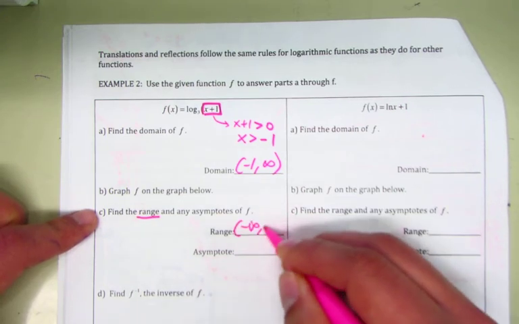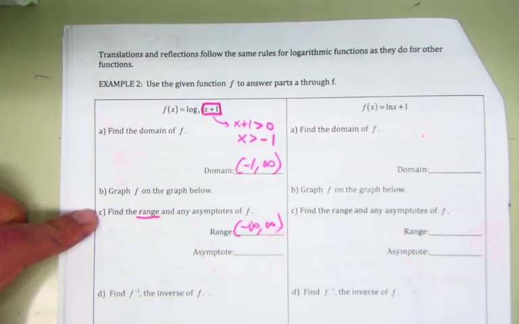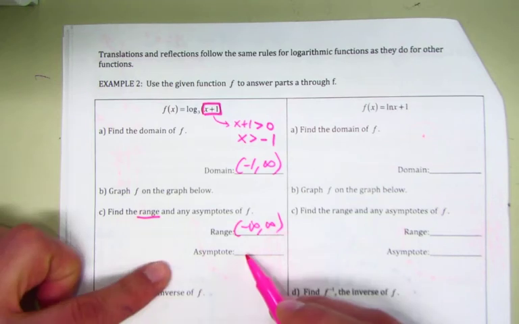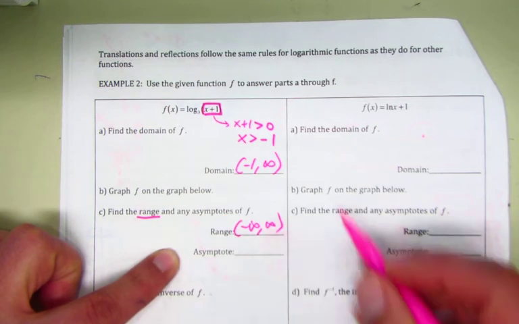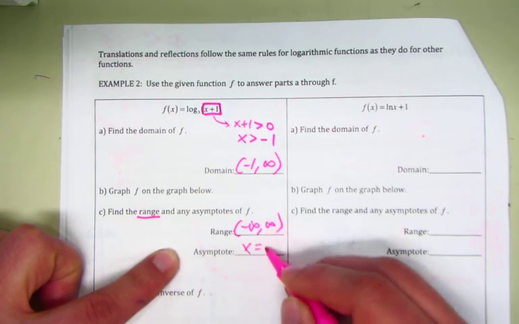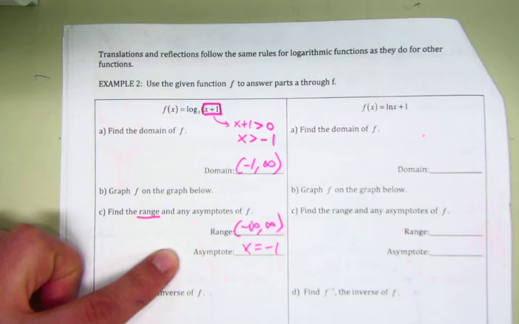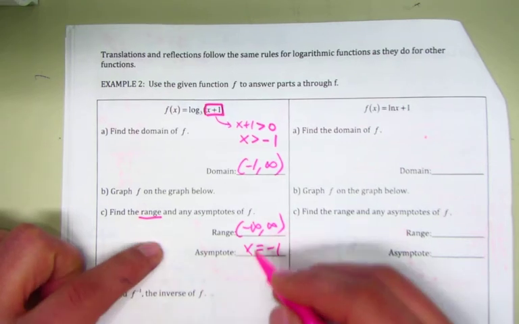All real numbers, yes. The asymptote is always x equals 0 unless it shifts, which it just did, right? So now it's x equals -1.